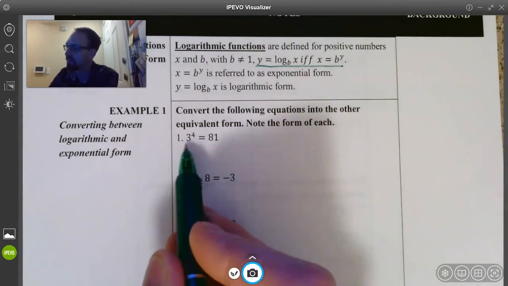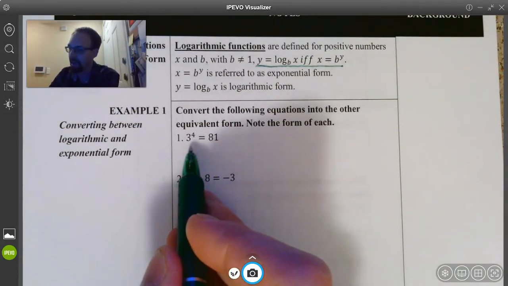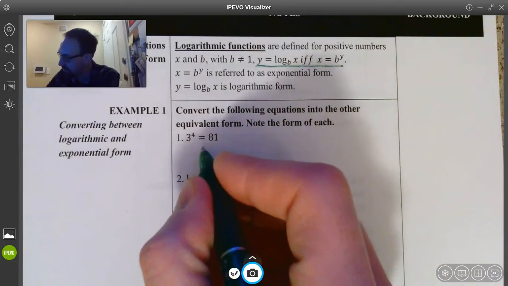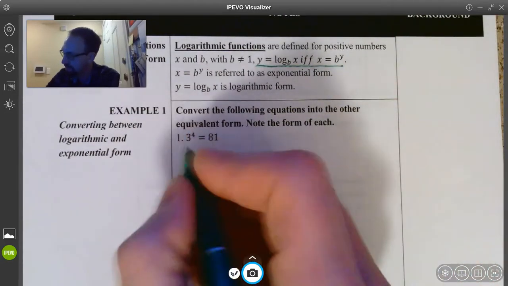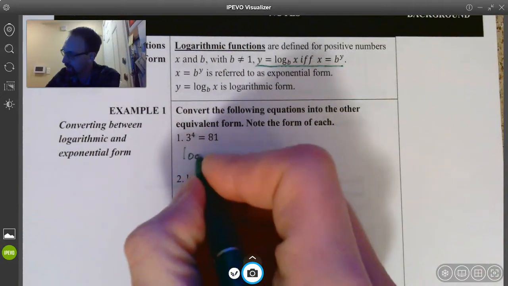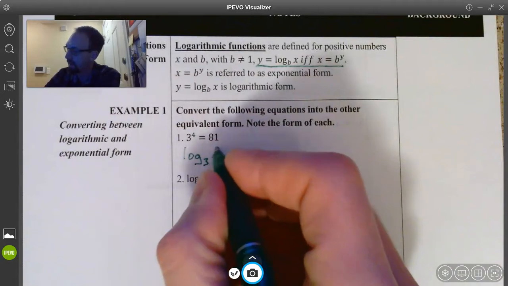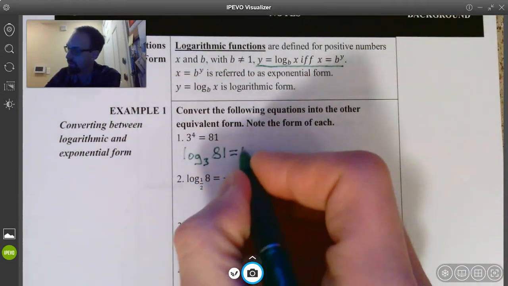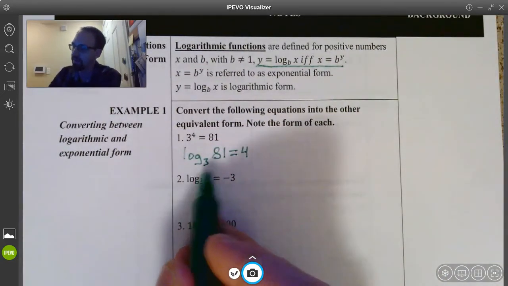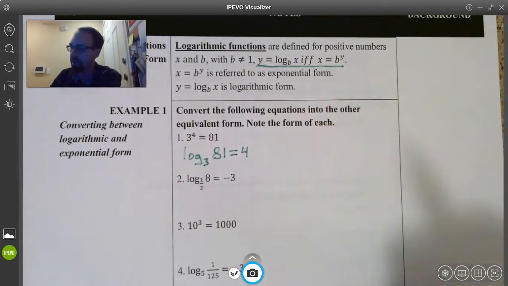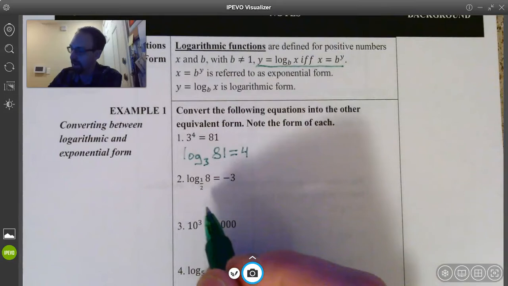So jumping in, this is 3 to the 4th power. 3 is the base. So this is log base 3 of 81 equals 4. So log base 3 of 81 is equal to 4, and that means 3 to the 4th power equals 81. Similarly, you can go the other direction.